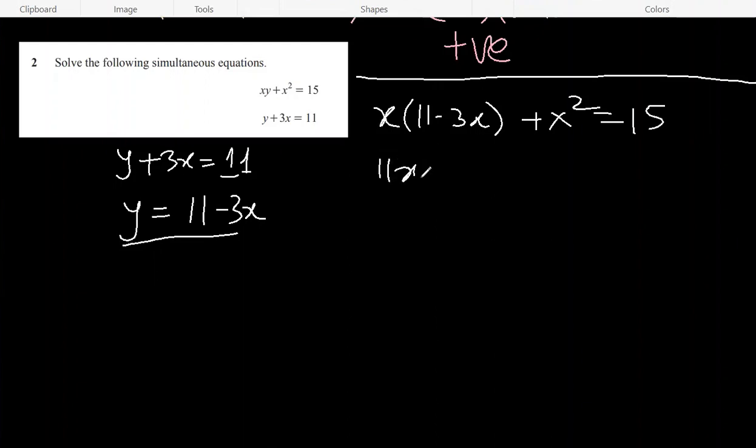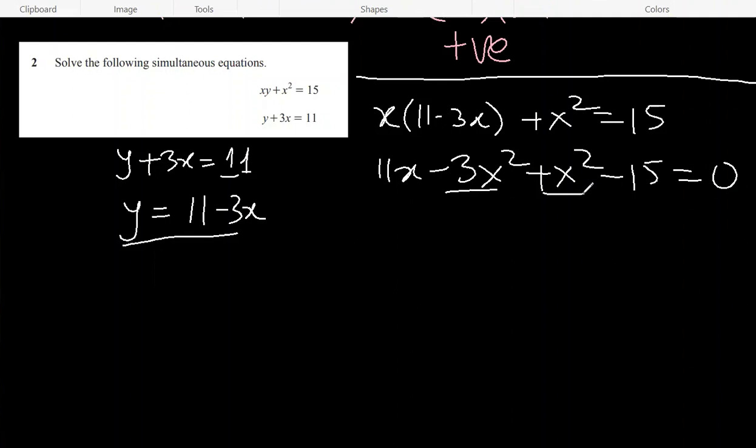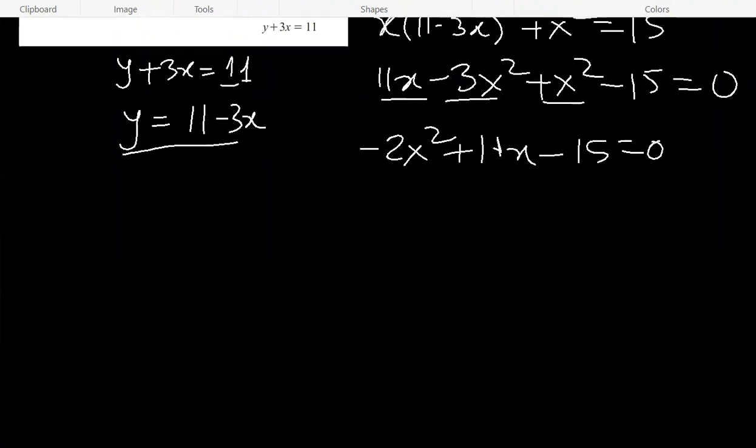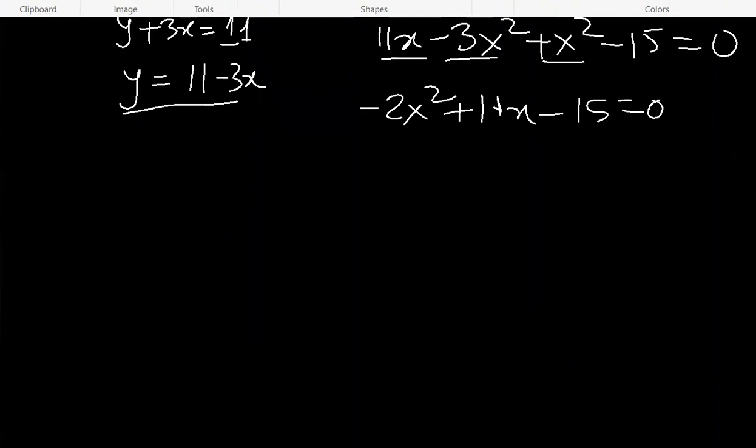So let's open the bracket here. 11x minus 3x square plus x square minus 15 equal to 0. To give it a quadratic look, we will write squares first. So minus 2x square plus 11x minus 15 equal to 0. And now we can factor this to get our answer.